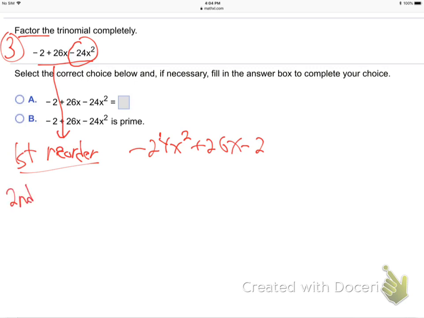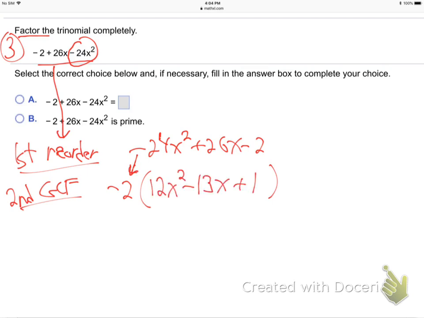Second, what do we do next in factoring? We always do the GCF, if there's something in common. Looks like they all have 2 in common, and the front guy is negative, so that means negative 2 must be taken out. What does that leave inside? 12x squared minus 13x plus 1. If you multiply that, it would go back to minus 24, plus 26, and minus 2. So it's right. Now, we've got to do more factoring. This is a hard one. So, how do we factor these three?